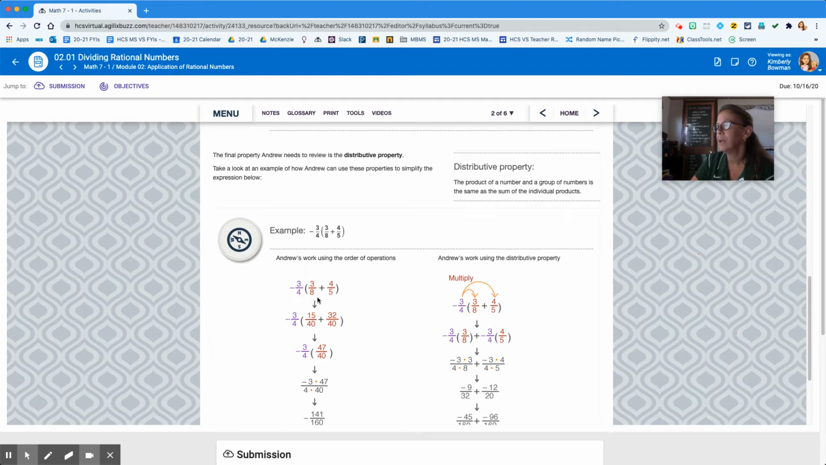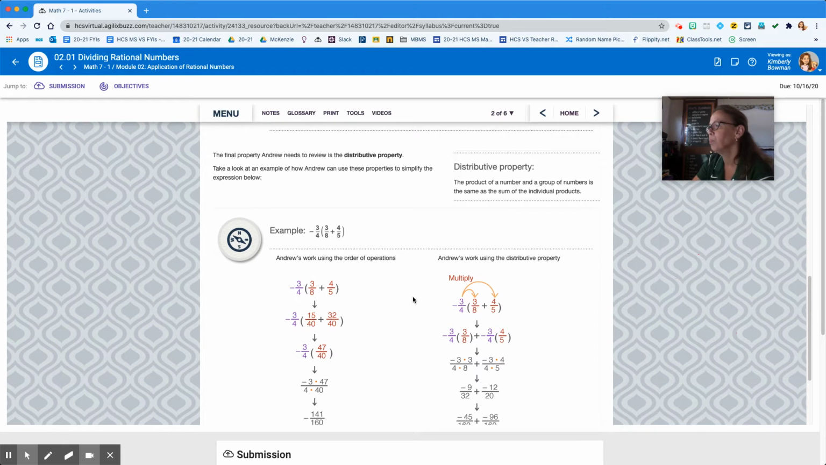and I don't really know why they changed that to 40ths. Oh, he's getting ready to add them together. I'm sorry. So he was getting a common denominator so he could add those together, and then he can multiply the numbers the way you're used to.